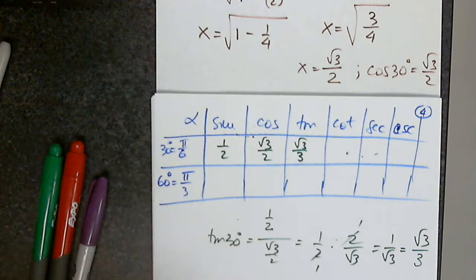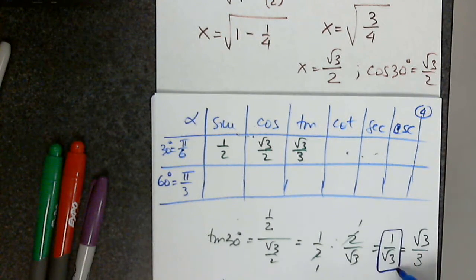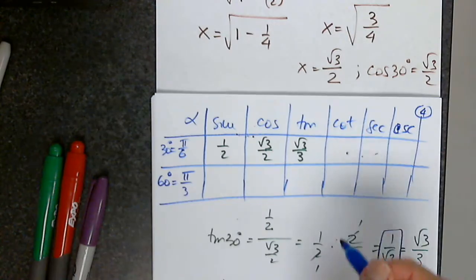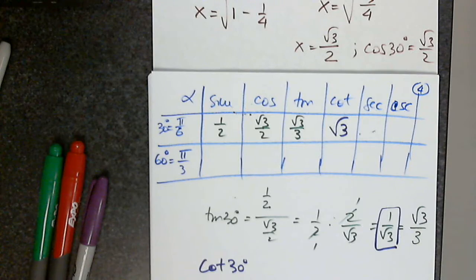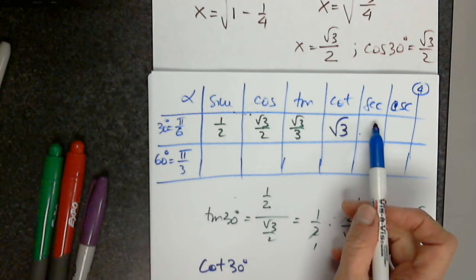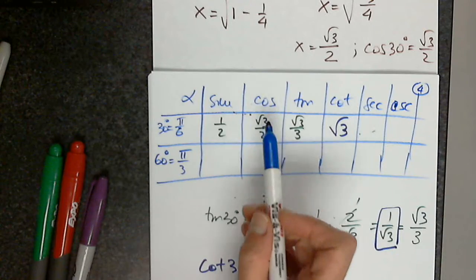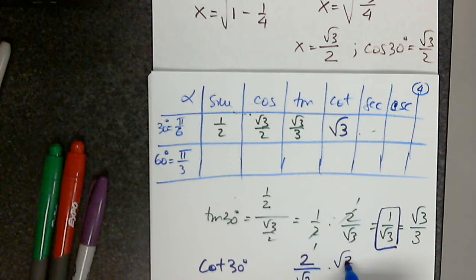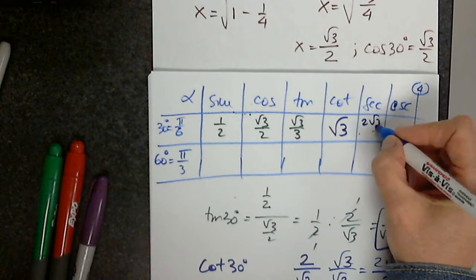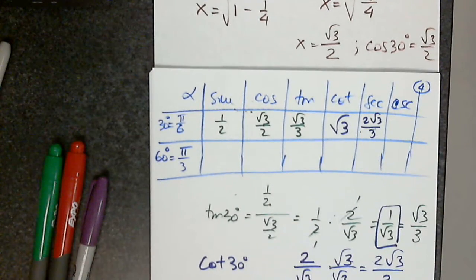Now I'm trying to find cotangent of 30 degrees. I will look at this. I will flip this, not that. So when I flip this, square root of 3. Now secant. Secant is 1 over cosine. So I have to flip this. But when I flip 2 over the square root of 3, I have to rationalize it. To the square root of 3 over 3. And cosecant is 1 over, yes.